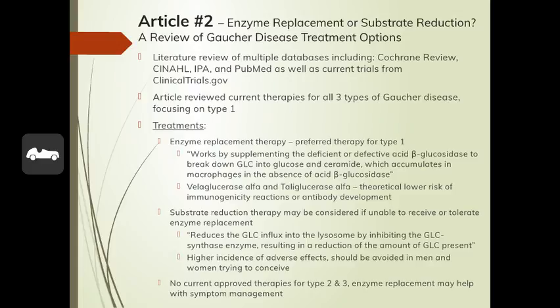The second treatment was a substrate reduction therapy, which is considered if unable to receive or tolerate the enzyme replacement therapy. The substrate reduction therapy reduces the glucocerebrosidase influx into the lysosome by inhibiting the glucocerebrosidase synthase enzyme, resulting in a reduction of the amount of the glucocerebrosidase present. This therapy shows a higher incidence of adverse effects and should also be avoided in men and women trying to conceive. There are no current approved therapies for type 2 and 3 Gaucher disease, but enzyme replacement may help with symptom management.